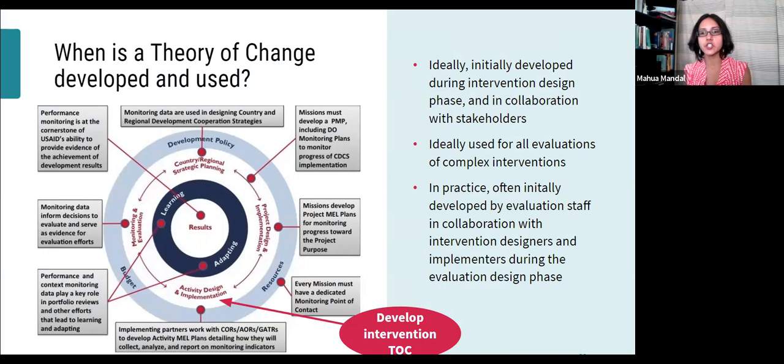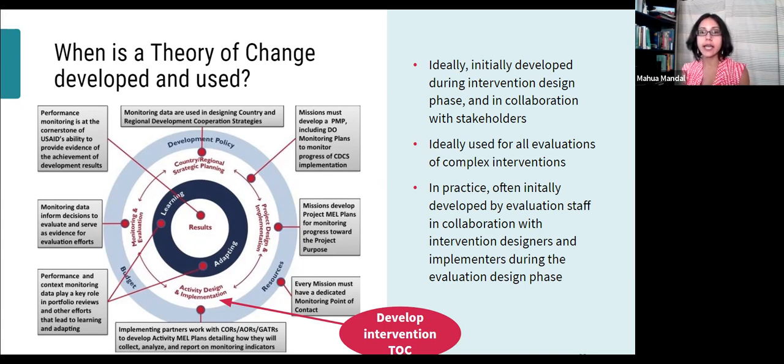So when is a theory of change developed and used? Ideally, a theory of change is developed during the design phase of an intervention and in collaboration with stakeholders. And this is what has generally been done for the Momentum projects. For monitoring and evaluation of complex interventions, though, you often need additional theories of change. You need more narrow or more targeted theories of change to monitor and evaluate certain aspects of the project.